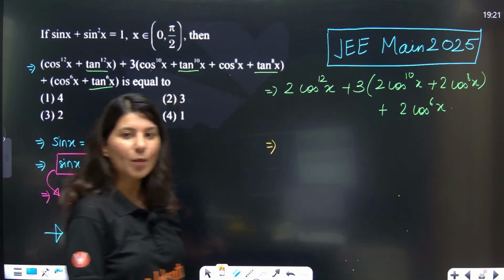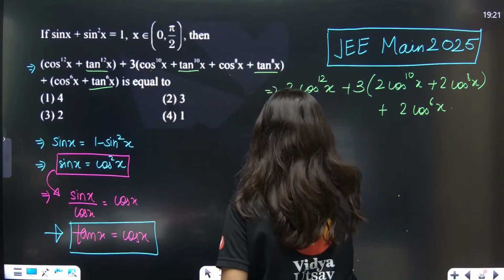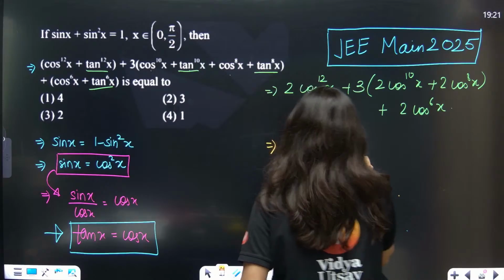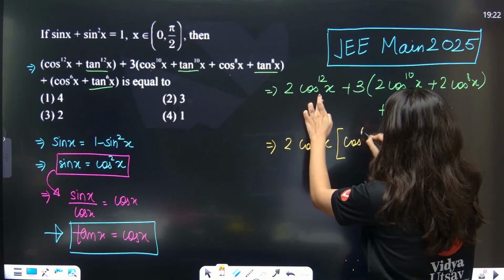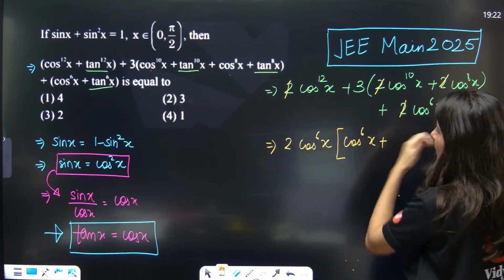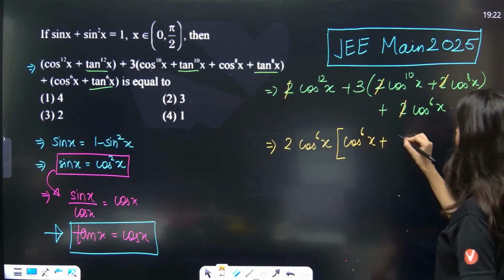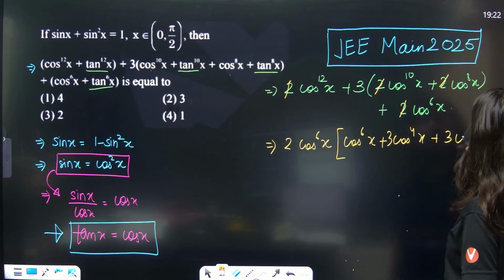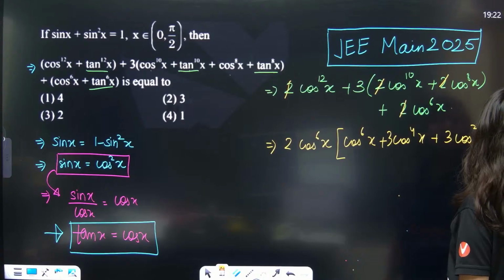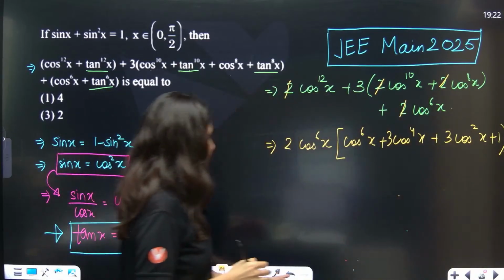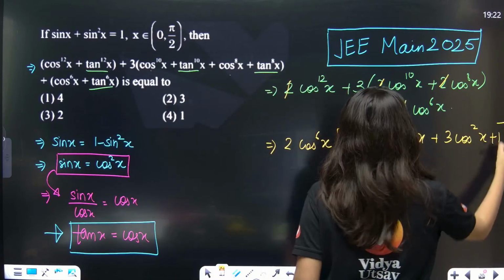Can I take 2 common? In fact, I can take cos power 6 common. So 2 cos power 6x, it will be cos power 6x plus, the 2 is already gone, right? If you see, all 2 are gone. Then this is cos power 4x, 3 is there, plus 3 times cos power 2x plus 1. Okay, everybody?